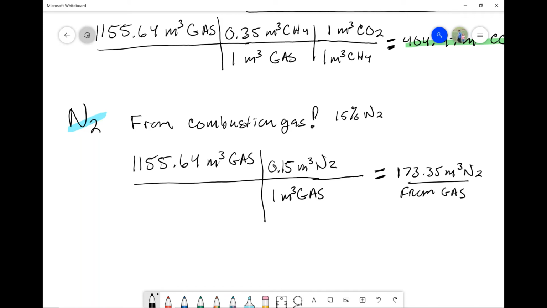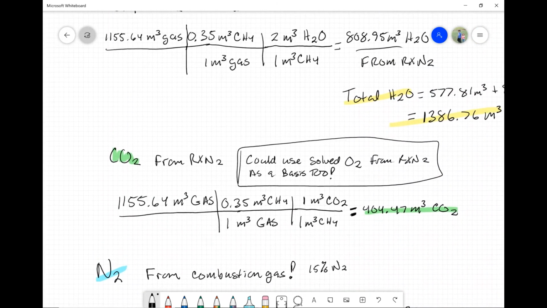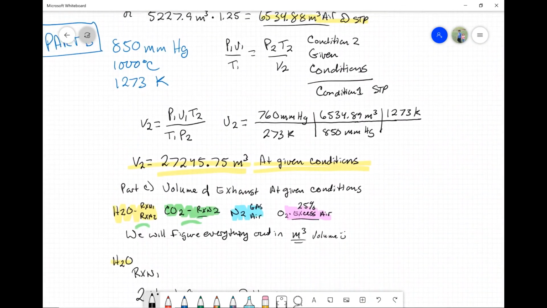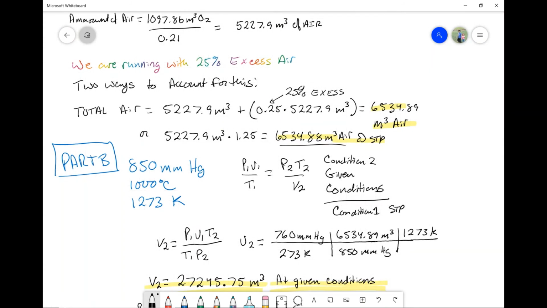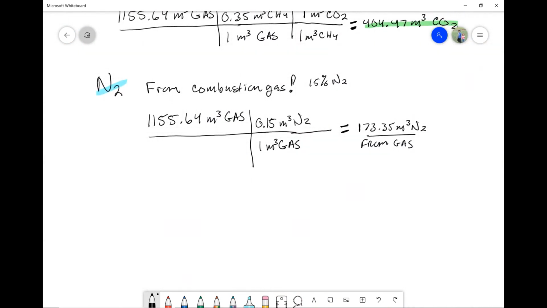And so from air is a different calculation altogether. It's nice because we already figured out how much air we have from part A. So this is the total air, 6534.88 air. So N2 from air. And it was 6533.89, right?